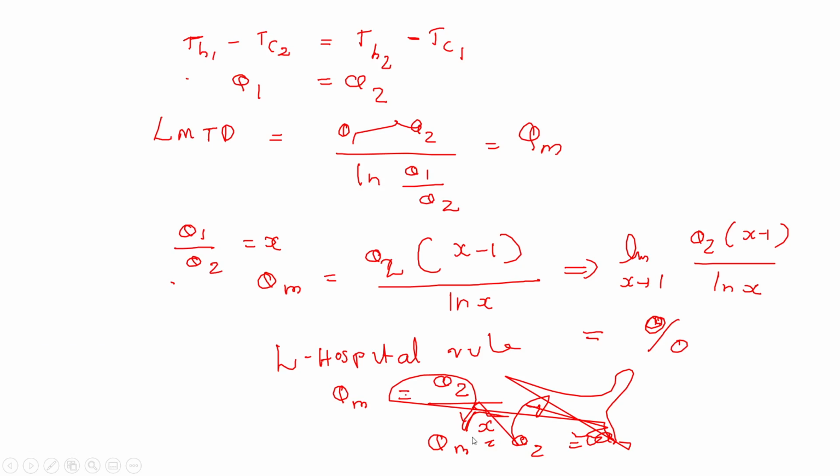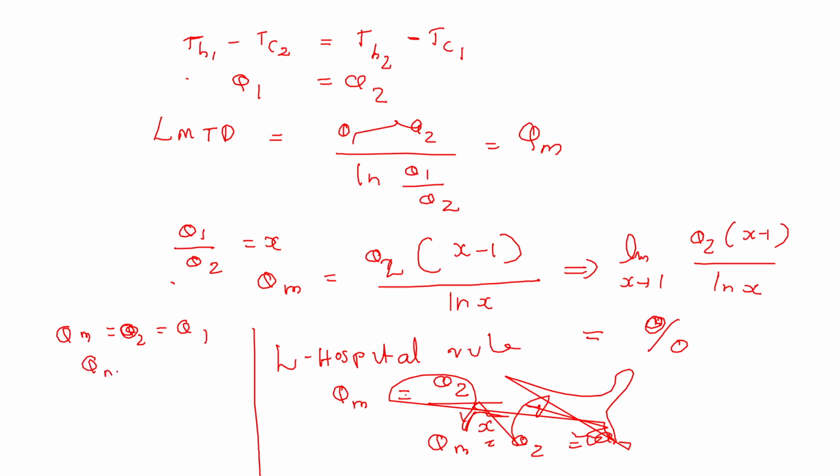If you get theta m is equal to how much then? 20 degrees Celsius, right? From here, Q1 is equal to Q2. Let me write here. You will get Qm is equal to Q2, which means theta m is equal to theta 2 is equal to theta 1.